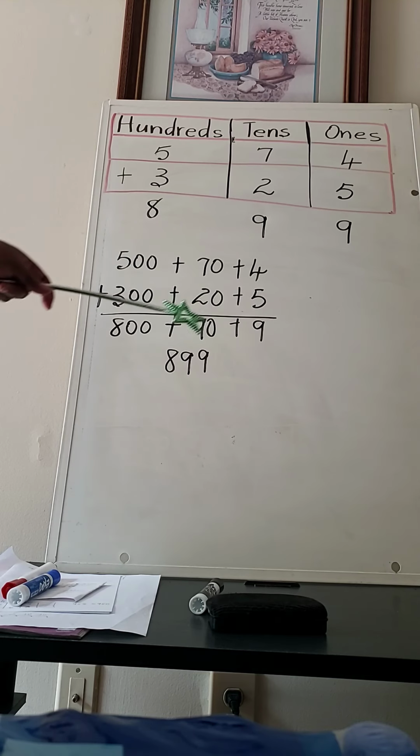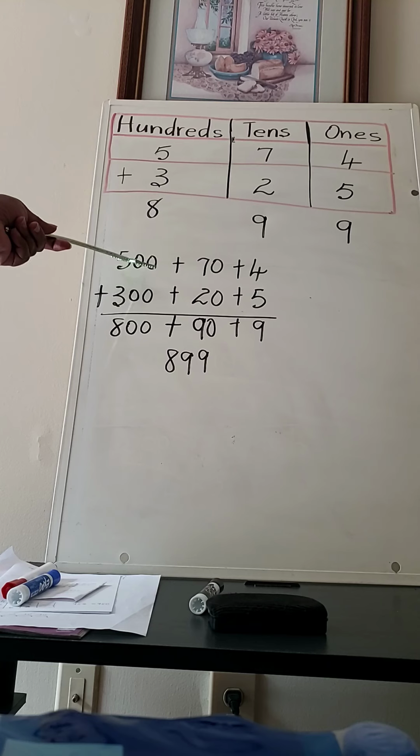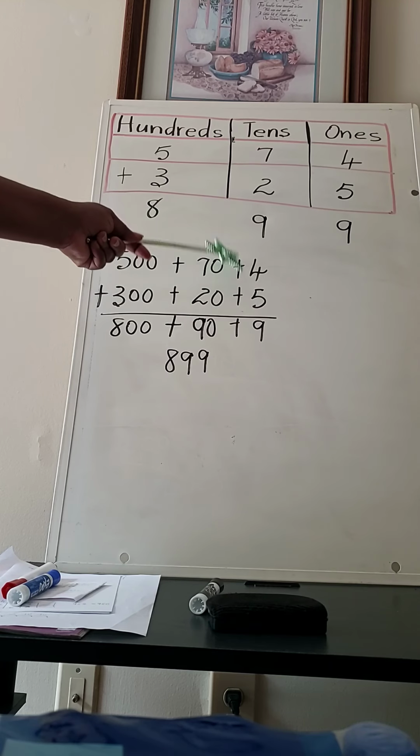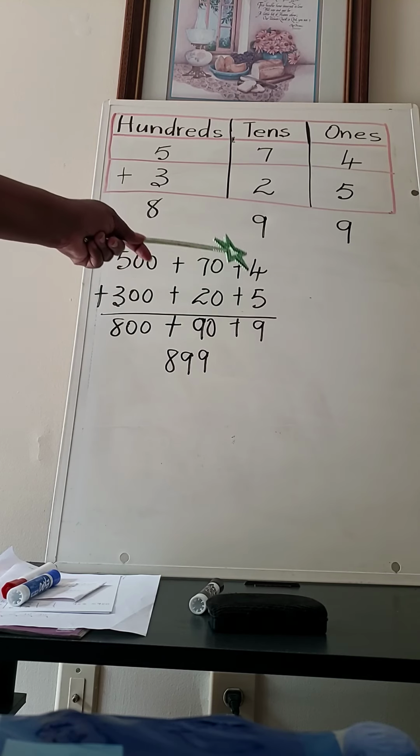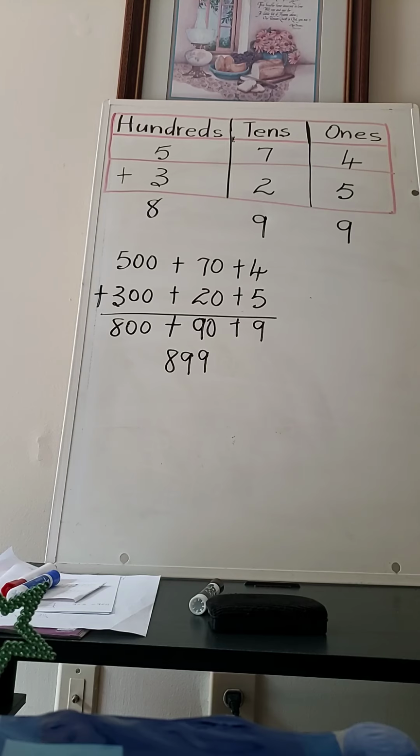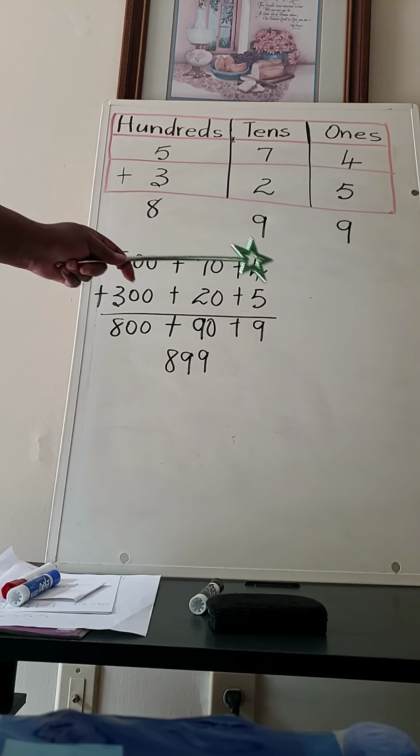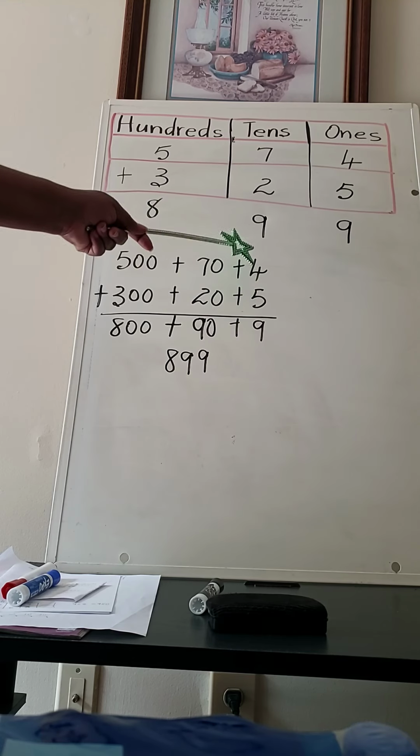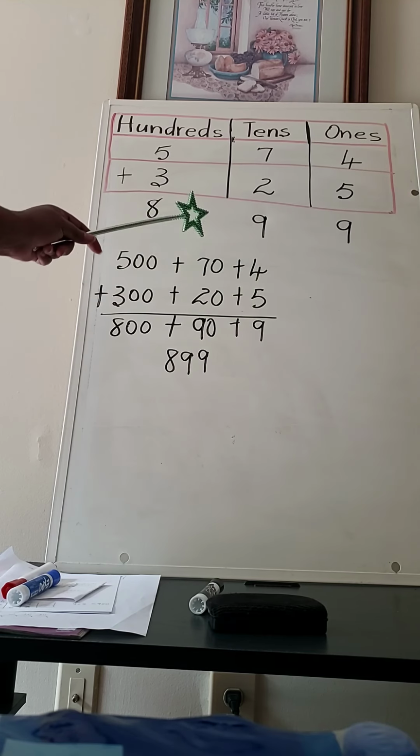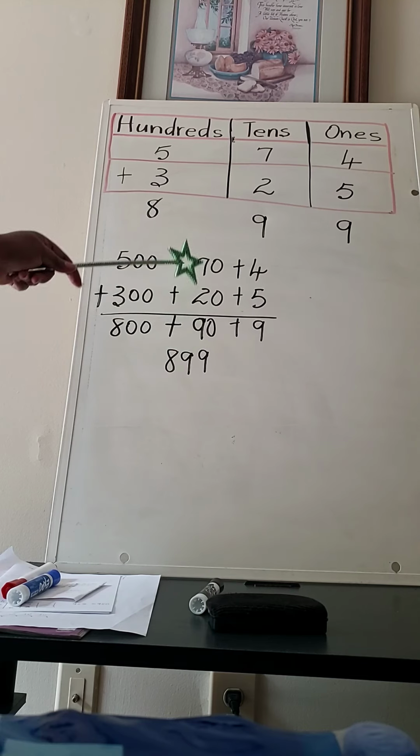So we could write that in expanded form. And so we have 500 plus 70 plus 4. And we're adding to that 300 plus 20 plus 5. Remember, when we expand, we write it out bigger. Expand means to get bigger. So we're adding 5 plus 4 equals 9. 70 plus 20 equals 90.